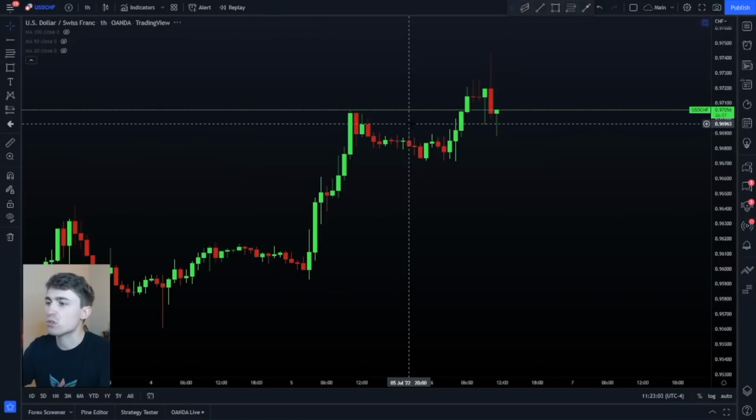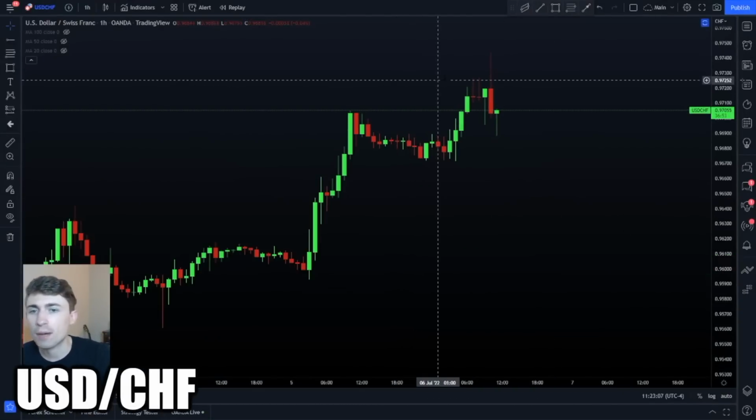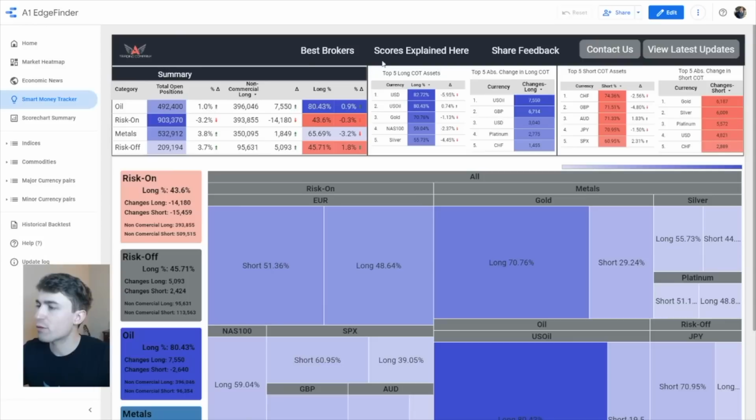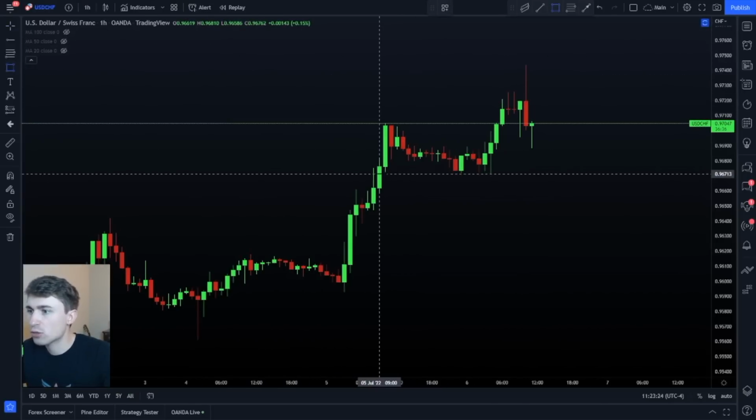Another one we mentioned was USDCHF, which is trending very nicely here to the upside. And in my personal opinion, again, we saw from the smart money tracker that the biggest sell was actually CHF and the biggest long is USD. So that points us towards a bullish dollar Swiss franc. So if we take a look at that again, any pullbacks here, to me, look more like buys.